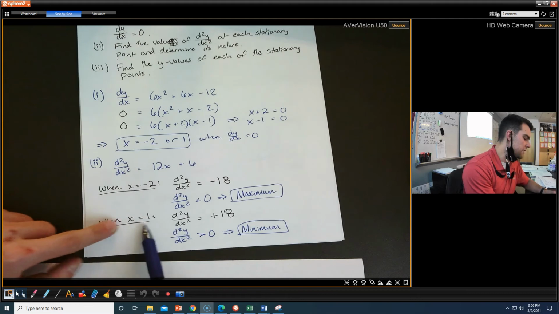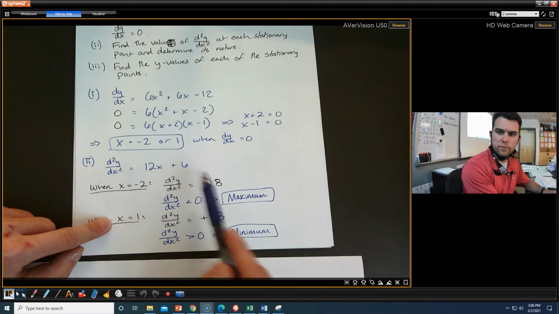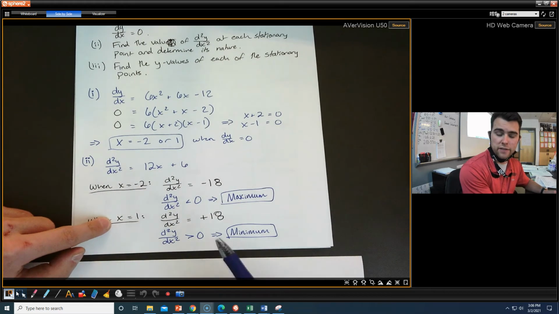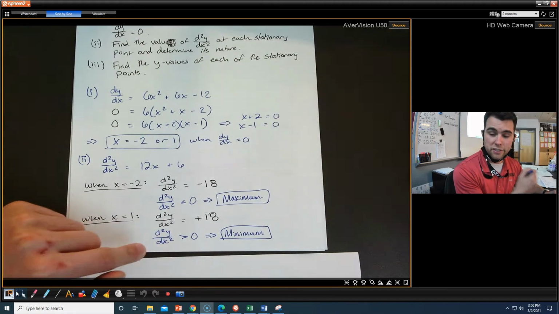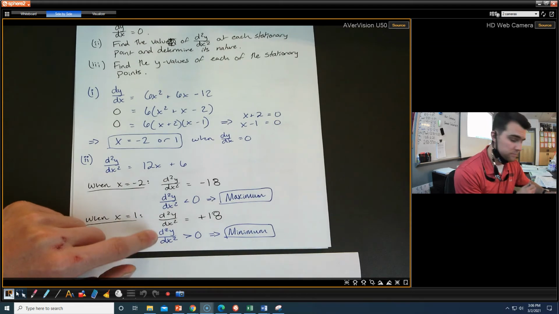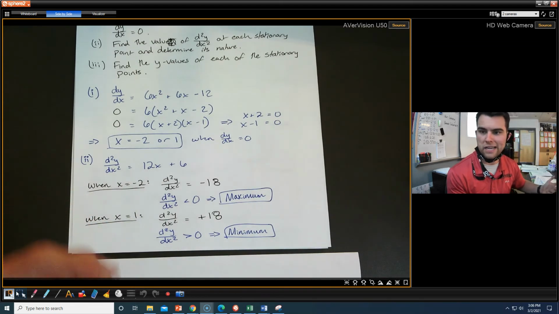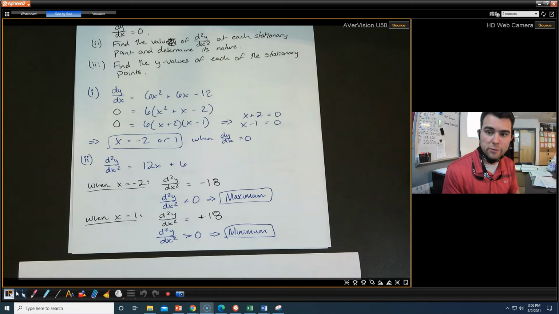You do the same thing: you plug x equals 1 into this. 12 plus 6 is 18, a positive 18. The double derivative is greater than 0, leading us to the conclusion that it is a minimum. Okay, sweet. So we know which is a max and which is a min. We'll see that on the graph. I'll put it on Desmos so you can see.